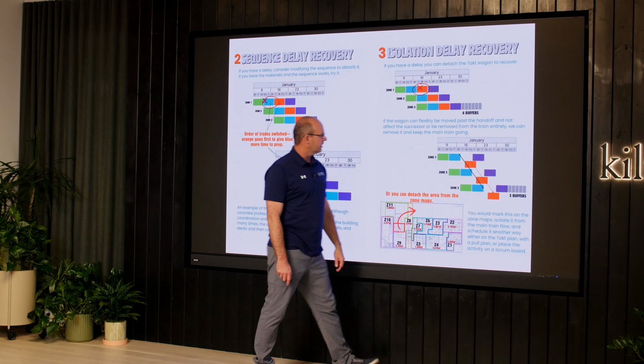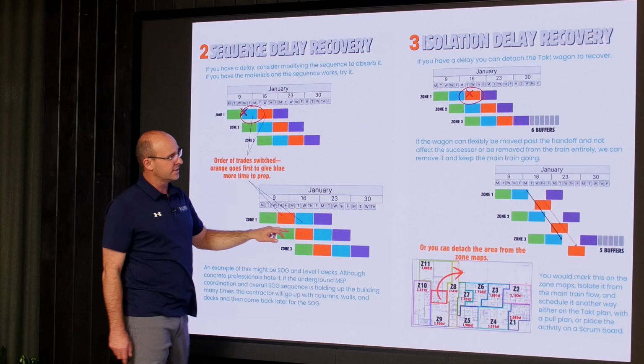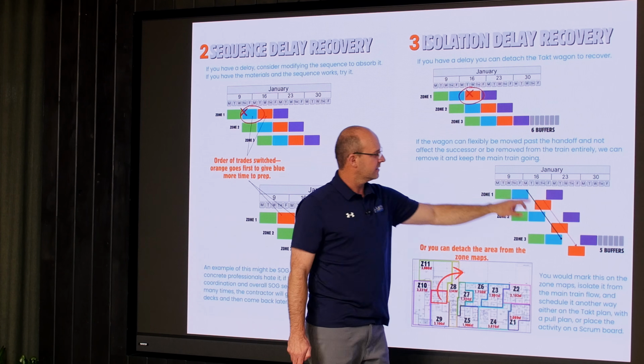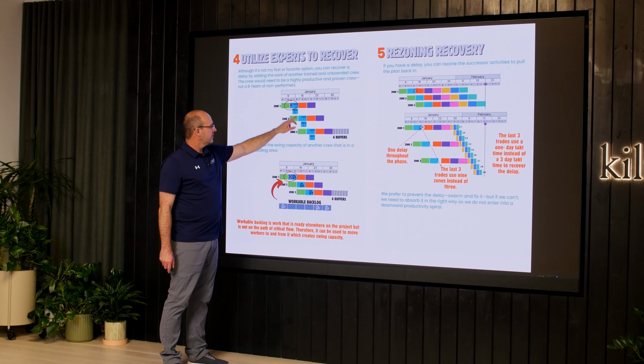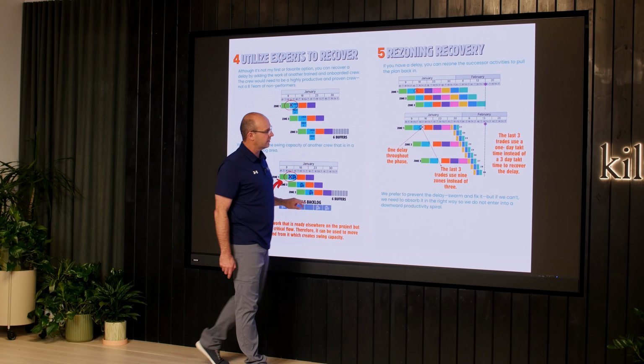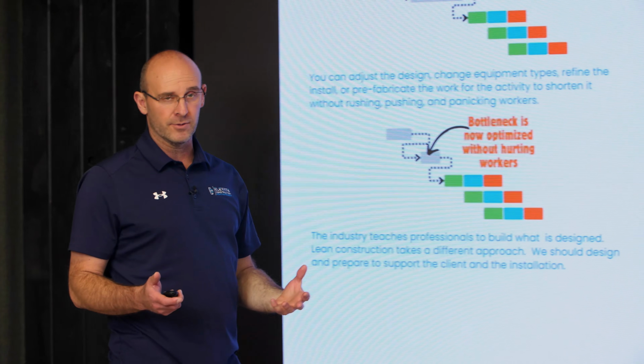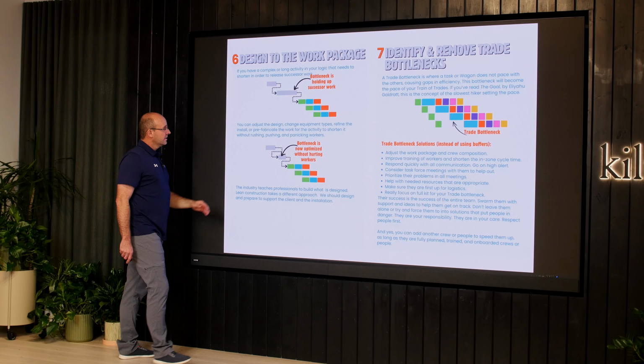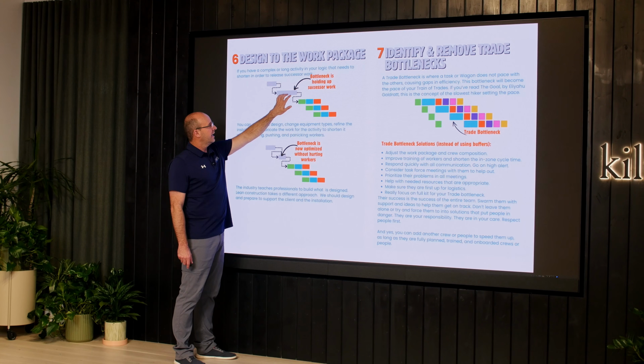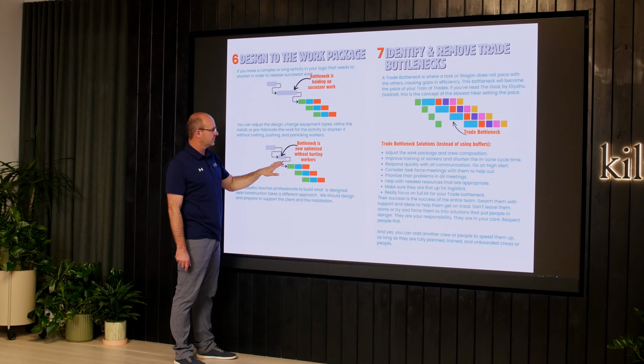Utilize buffers is one. Change the sequence, you've seen that. Isolate the delay, you've seen that. Add resources, trained onboarded crew or from workable backlog. Rezone behind. So those are things that you're already familiar with, but let me add some more. Let's say that you have a bottleneck. Can you prefabricate or design it differently or change the equipment type to narrow it?